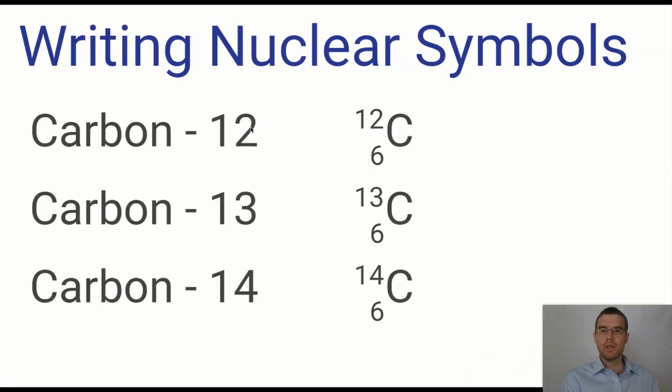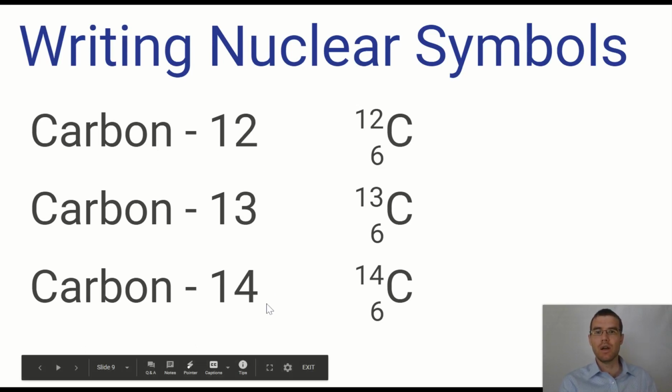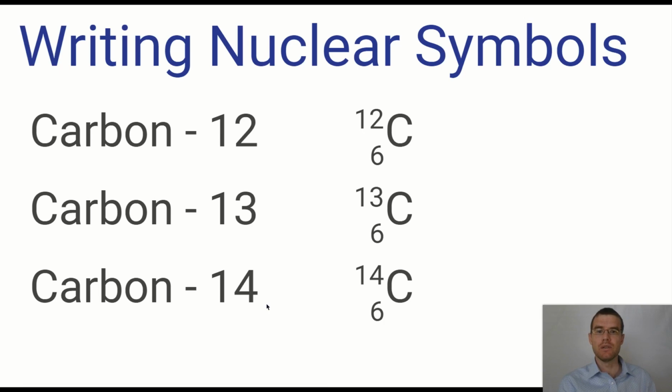So here are some nuclear symbols. We've looked previously at the isotopes for carbon. We have carbon-12, 13, and 14 are the three isotopes that we see for carbon. You can see that with carbon-12, we write in the 12 at the top left, and that is the mass of carbon-12. The 6 is the number of protons, or the atomic number. And because it's carbon, we write in a C.